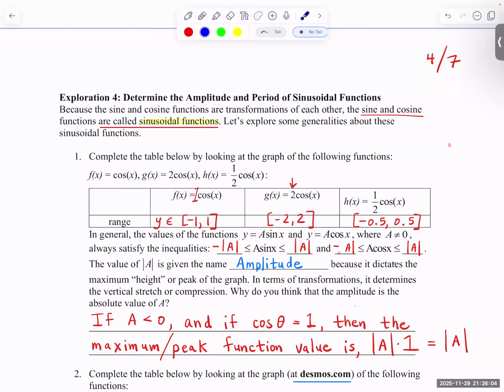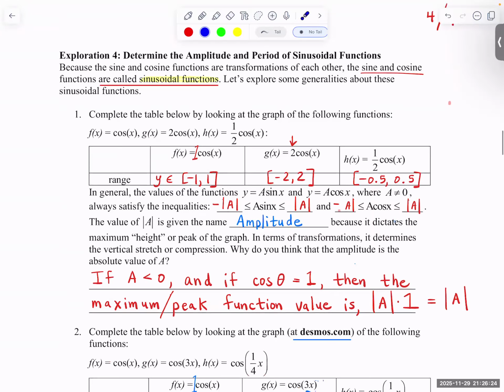Exploration 4. Determine the amplitude and period of sinusoidal functions. Because the sine and cosine functions are transformations of each other, the sine and cosine functions are called sinusoidal functions. Let's explore some generalities about these sinusoidal functions. Complete the table below by looking at the graph of the following functions at Desmos.